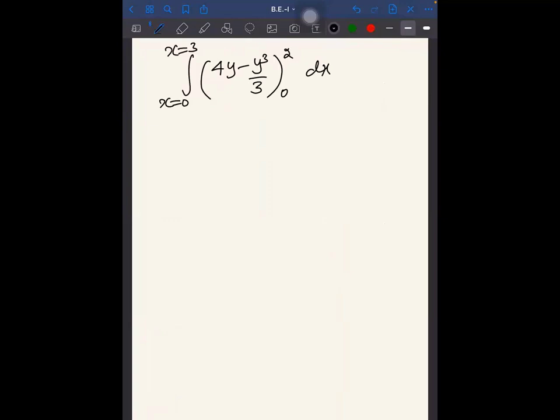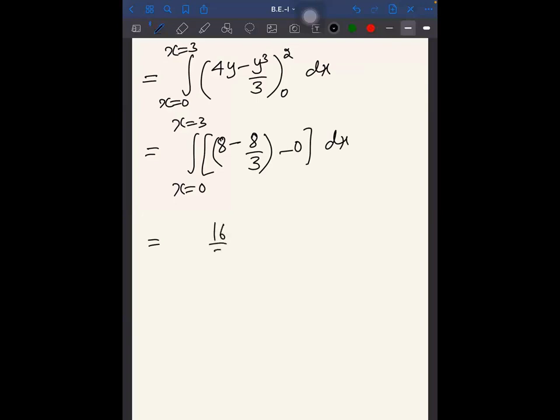You just put the values over there. That becomes 8 minus 8 by 3 minus 0 dx. Is this fine? Okay, so now x is equal to 0 to 8 minus 8 by 3. So it becomes what? 16 by 3.